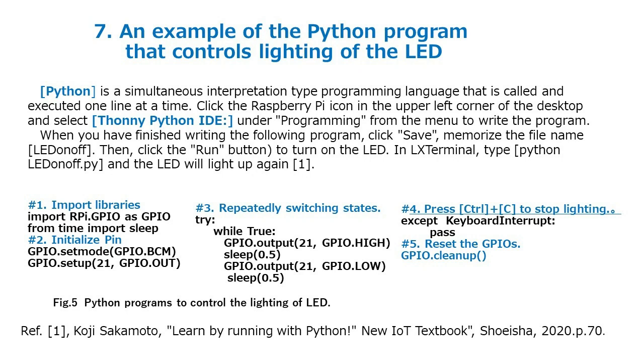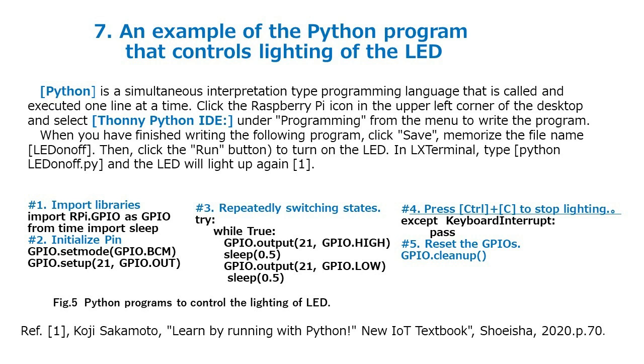An example of the Python program that controls the lighting of the LED. Python is a simultaneous interpretation type programming language that is called and executed one line at a time. Click the Raspberry Pi icon in the upper left corner of the desktop and select Thonny Python IDE under Programming from the menu to write the program.